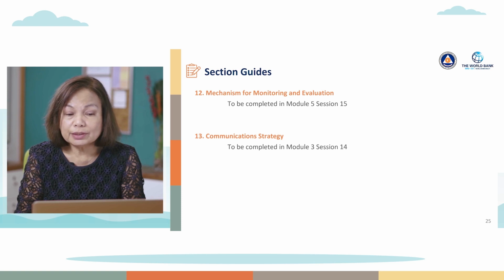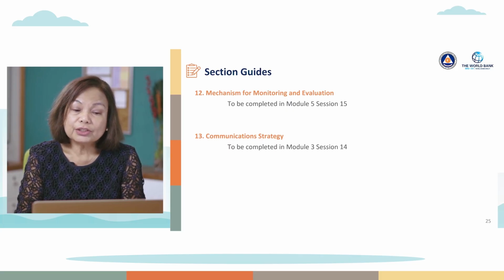So if you will recall, I mentioned that there are 13 components of the Rehabilitation and Recovery Program. We have discussed 11 components. Now there are 2 remaining components, and these refer to mechanism for monitoring and evaluation and the communication strategy. We will not be discussing these two components, as this will be discussed in greater detail in subsequent modules or sessions.